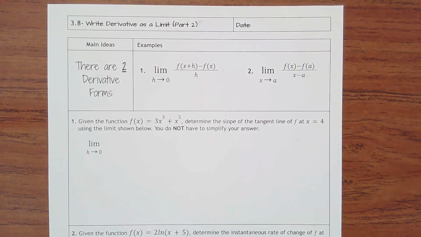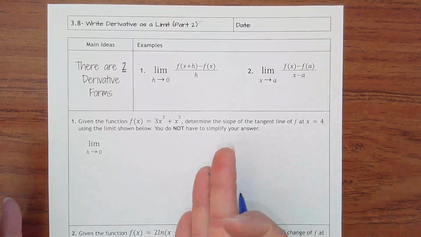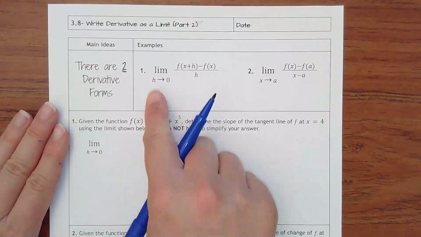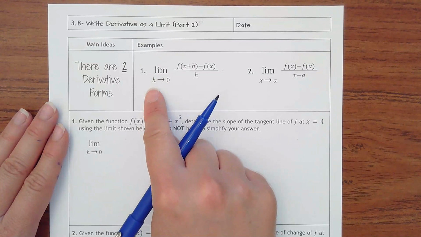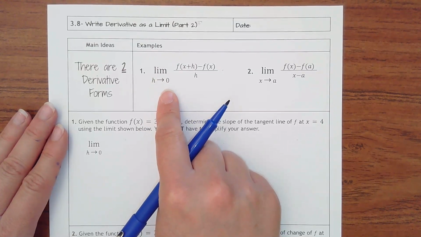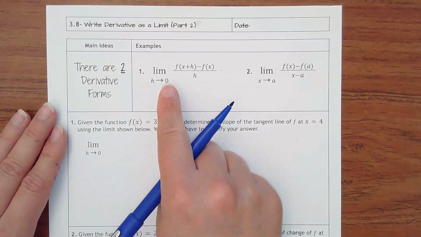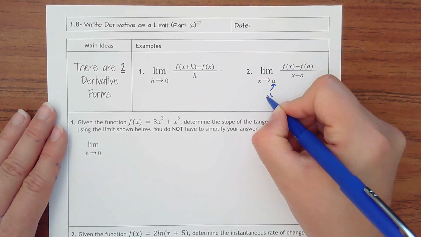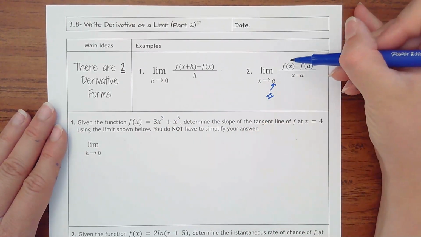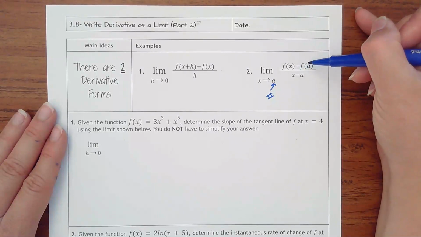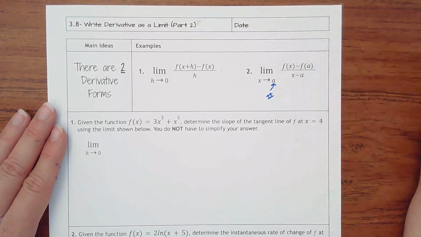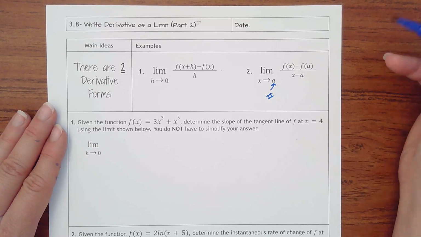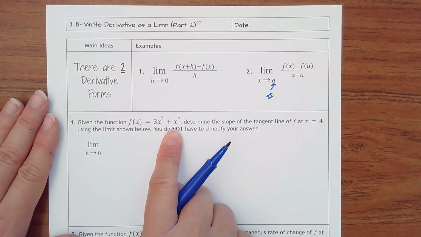Lesson 3.8 is part 2 of writing the derivative as a limit. The first problem is going to be exactly what we did in the last lesson. You have this form, as h goes to 0, but there is another derivative form that's not involving h, and it's as x goes to just a number. So then it would be f of x minus f of that number, over x minus the number. You'll see. So number 1, we have a function that's a polynomial.